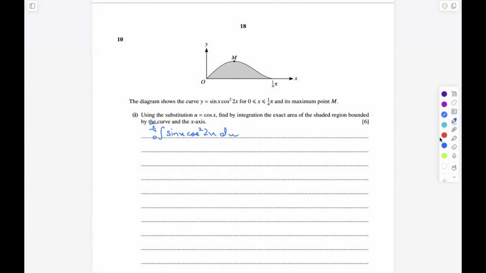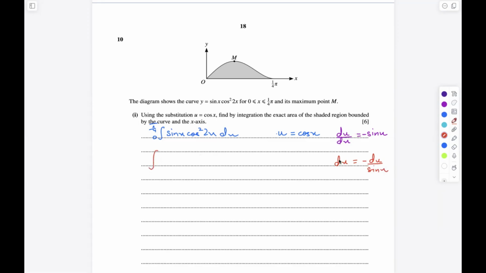Now, as you have to use a substitution, the first step is always to write down the substitution, which is u equals cos x, and also write the derivative of the substitution, which will become du by dx equals negative sin x. So when we are substituting in place of dx, dx will be equal to minus du upon sin x.